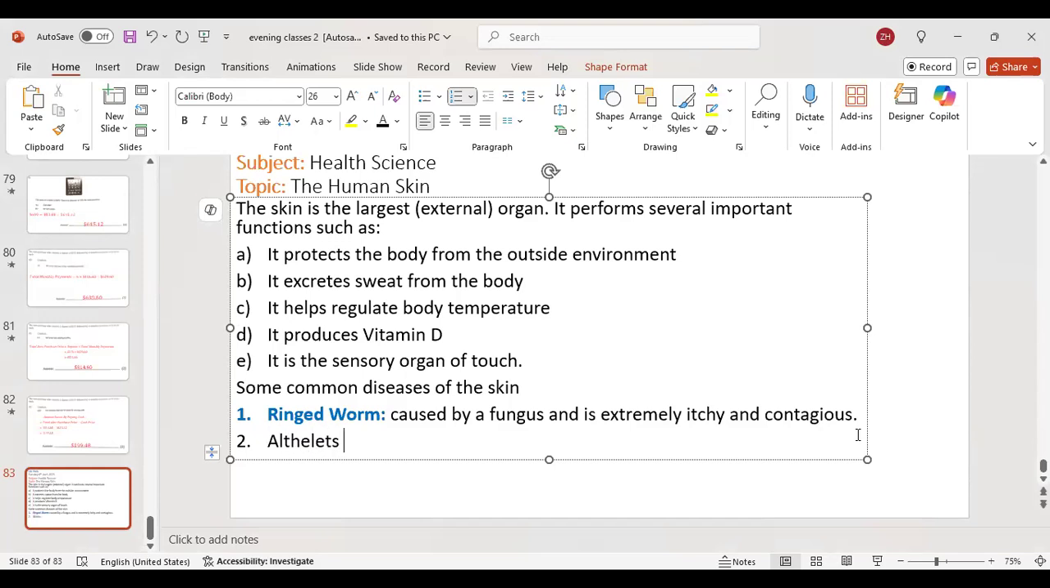Athlete's foot. Doesn't that happen when your foot gets too hot or like your legs start hurting? Like the shop in the mall? No, that's an actual thing. Wait, let me spell. Athlete's foot.